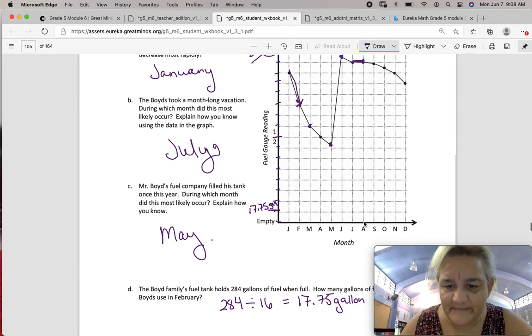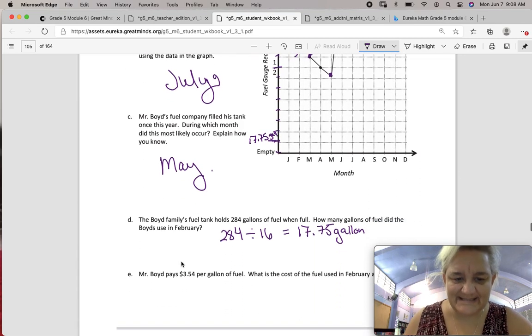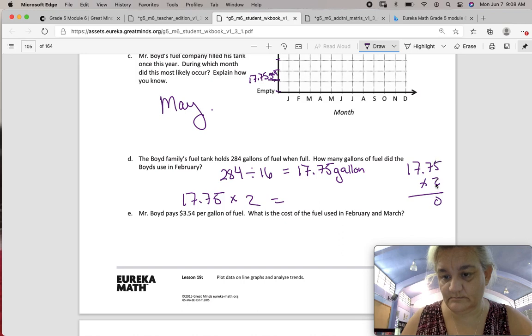And in February, from here to here, they used 2 of those sections, so 2. So I'm going to say 17.75 times 2 equals 35.5 gallons in February. Okay.